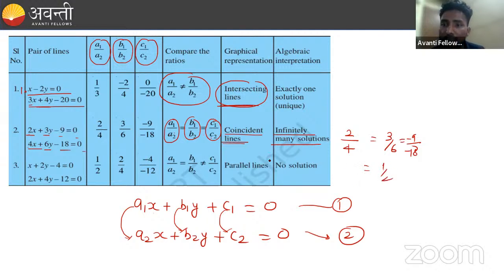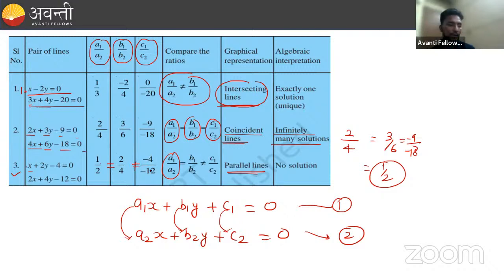Okay. And the third one is if the equation is given, if A1 by A2 is equal to B1 by B2, but it is not equal to C1 by C2, then we say that these are parallel lines. जैसे आप देख सकते हो 1 by 2 हो गया, यहाँ 2 by 4 हो गया, ये 1 by 2 दोनों इक्वल है, but it is not equal to minus 4 by minus 12 is 1 by 3 ना.